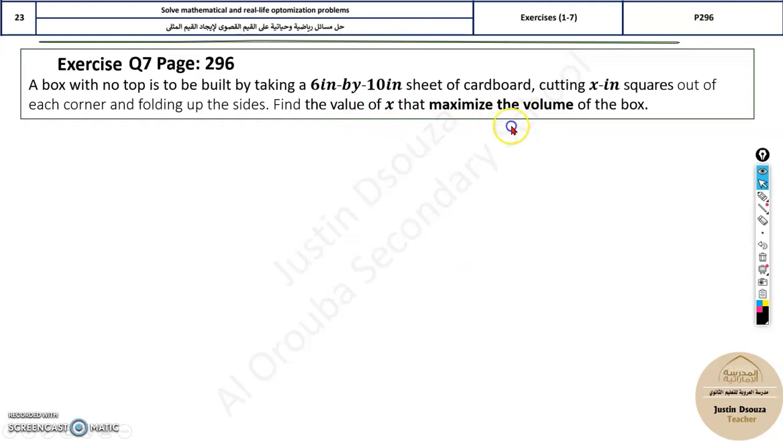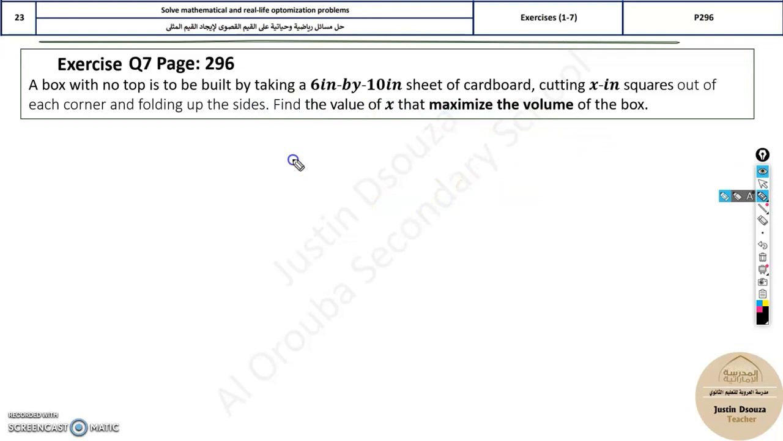Now over here they have asked to maximize volume, but the question is a little tricky. A box with no top is built by taking a 6-inch by 10-inch sheet of cardboard, cutting x-inch squares out at each corner and folding up the sides. Find the x that maximizes the volume.